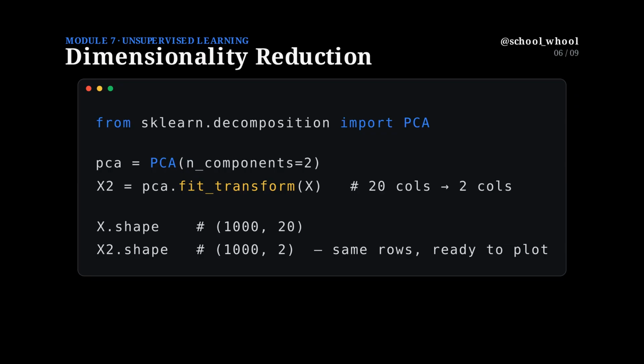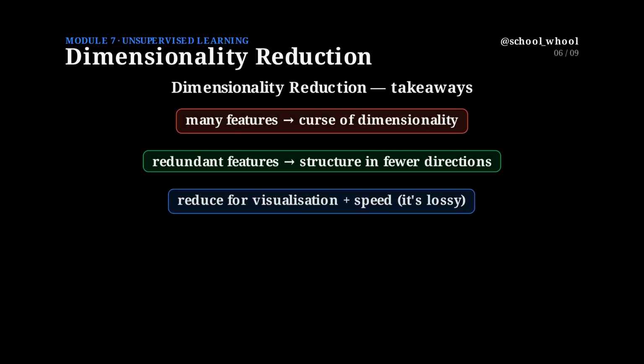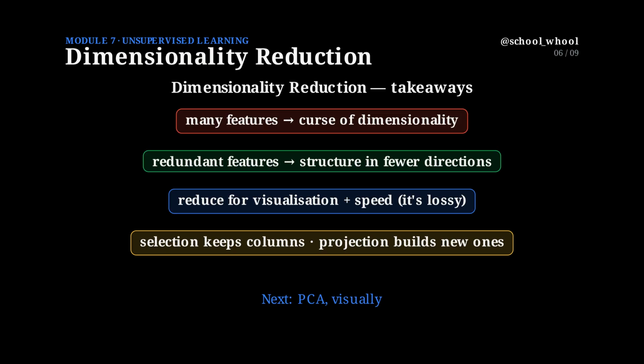To recap, too many features are hard to picture, and in high dimensions distance loses meaning, the curse of dimensionality. But features are often redundant, so we can reduce to a few new ones that keep most of the signal. It powers visualization and faster models, it is lossy by nature, and projection methods build new combined features. Next, we'll see the most famous projection of all, in pictures, PCA.